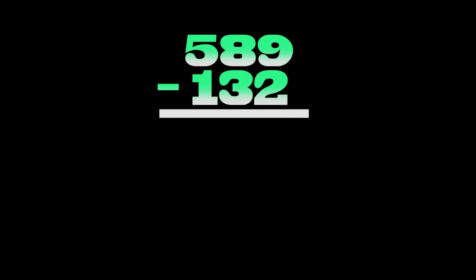Subtraction can be a pretty simple procedure. When trying to find the difference of 589 and 132, you would start in the ones place. The minuend, the number on top, in this case is larger, so I can just simply subtract. 9 minus 2 equals 7.